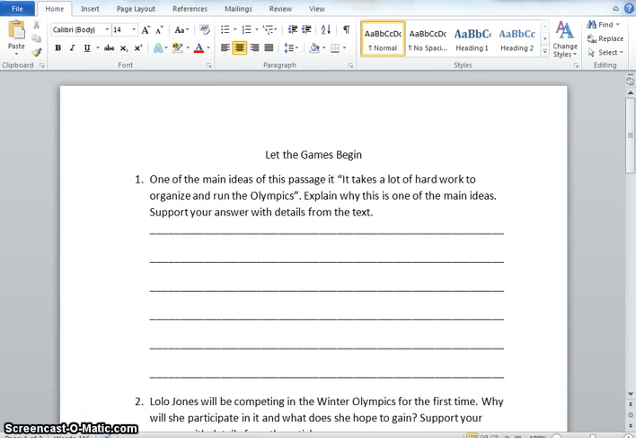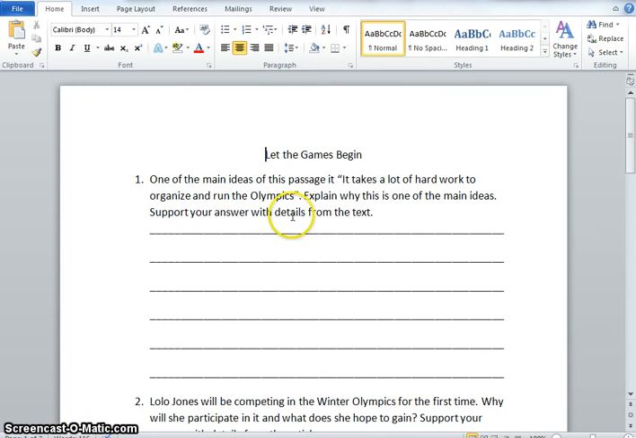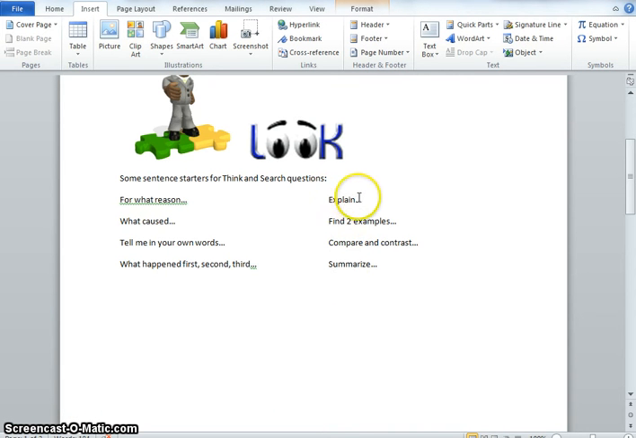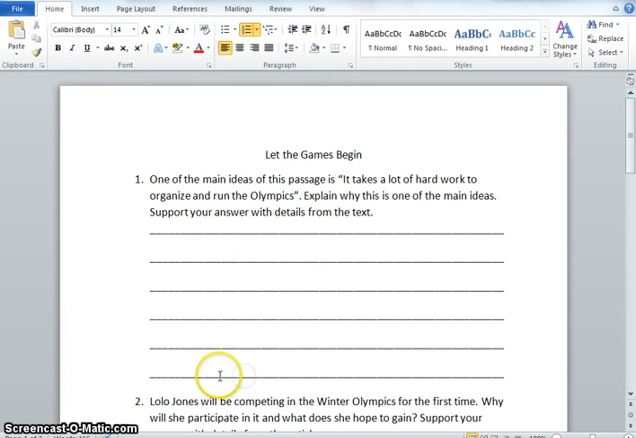My article, for reference purposes, I have pulled up right here. And here is my question number 1. It says, one of the main ideas of this passage is, I'm sorry, there was a little typo there. It takes a lot of hard work to organize and run the Olympics. Explain why this is one of the main ideas. Well, if I go back to my sentence starters, it's telling me to explain something. So right away, I know this is a think and search question. The answer is in the text, but I have to look in several different places and come up with my answer. I should say the evidence is going to be in several different places, okay?